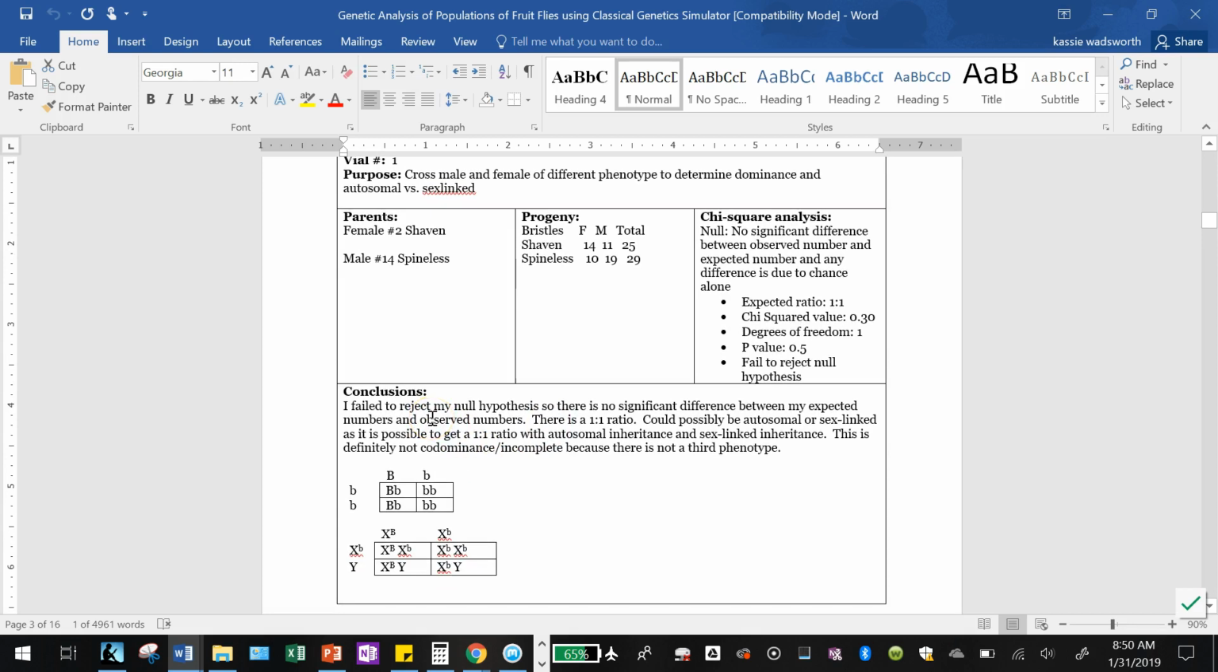I'm going to make some conclusions about this. So I fail to reject my null, so there's no significant difference between my expected numbers and my observed numbers. So there is a 1-to-1 ratio. At this point, though, it could possibly be an autosomal or sex-linked trait, as it is possible to get a 1-to-1 ratio with autosomal inheritance and sex-linked inheritance. And I showed 2 Punnett squares that do verify that.